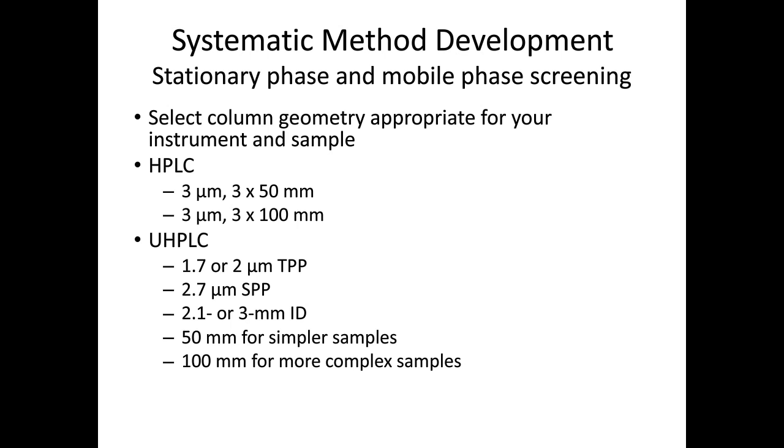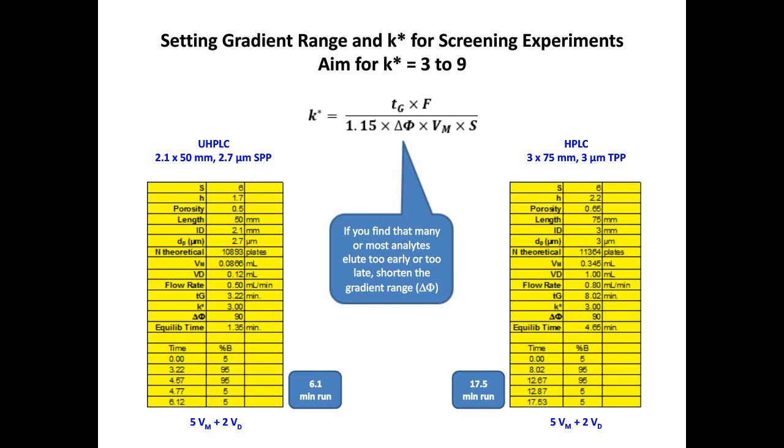Typically, you may have to go as large as 100 millimeters for more complex samples with 10 to 20 analytes, but in general, a 50 or even 75 millimeter length can do the job for you. The other thing you want to decide is what your gradient starting and ending points are and what your gradient time is. With the gradient retention equation, with k star, gradient time, flow rate, gradient range, column volume, and the S value, you can ideally pick some k star value between 3 and 9 for choosing what your starting and ending points are.